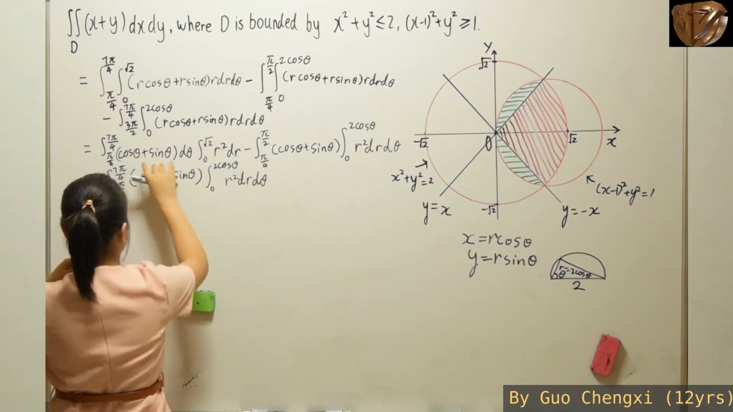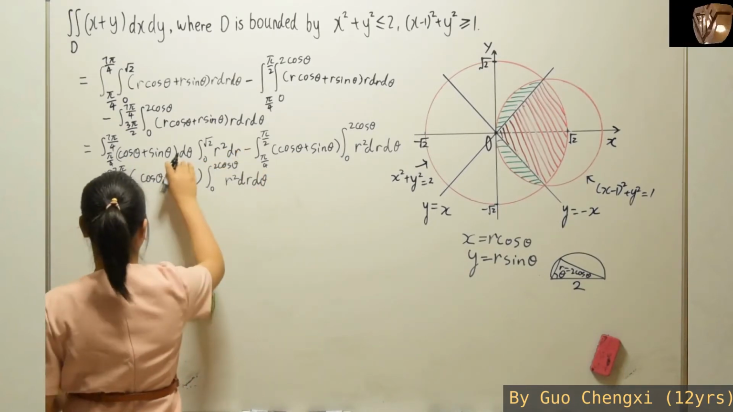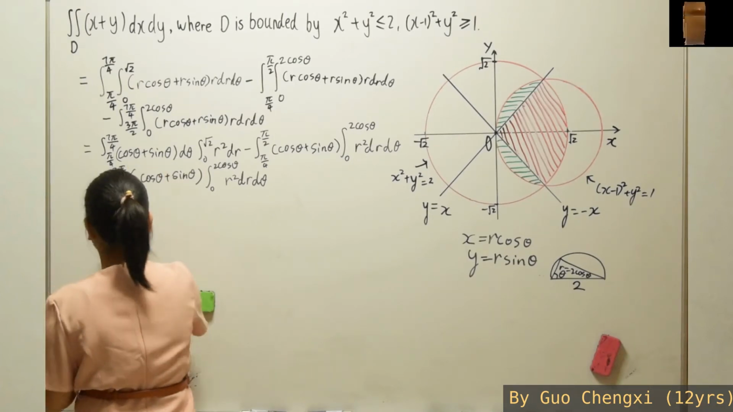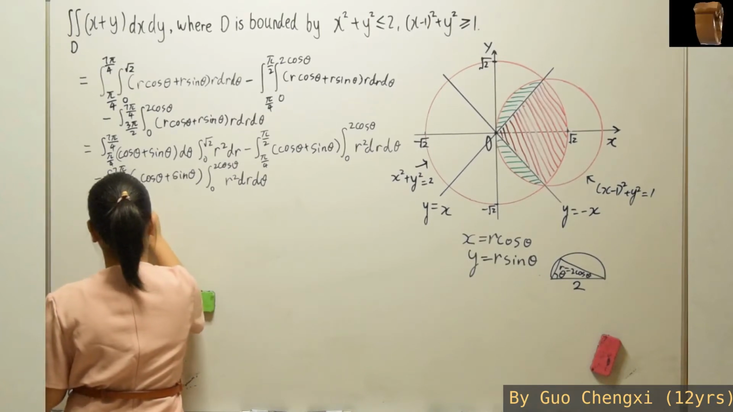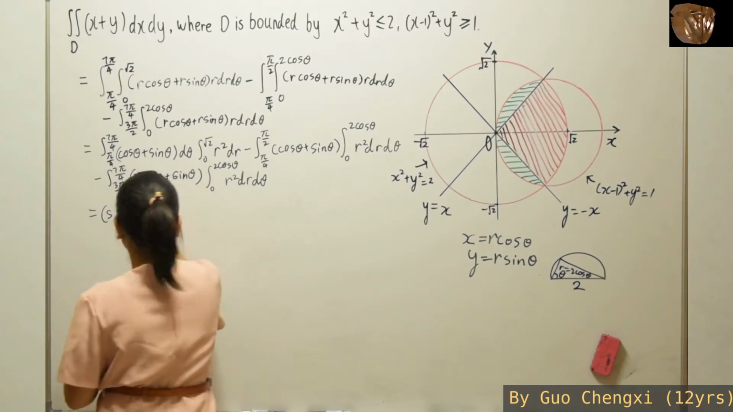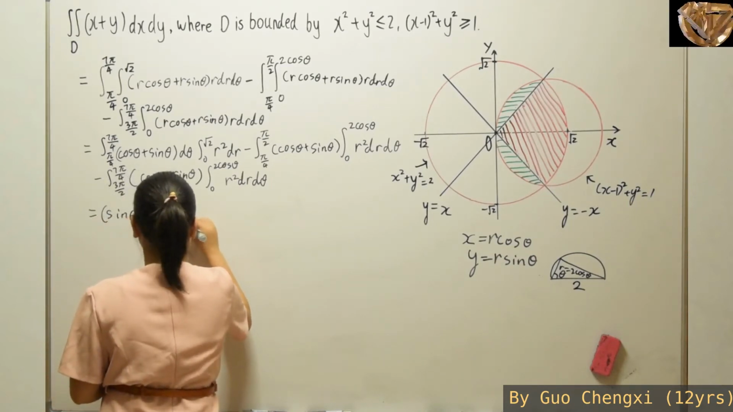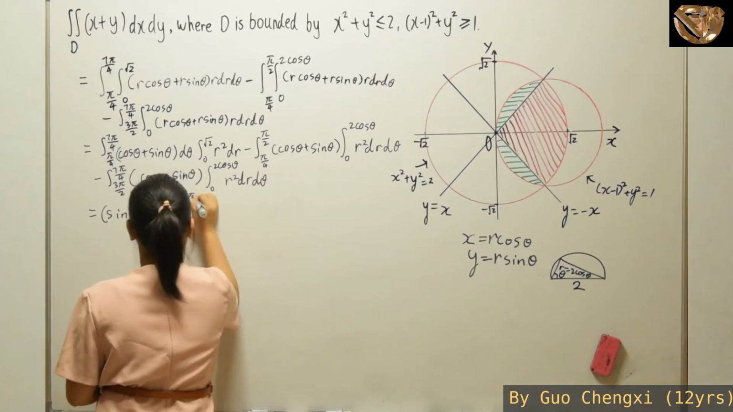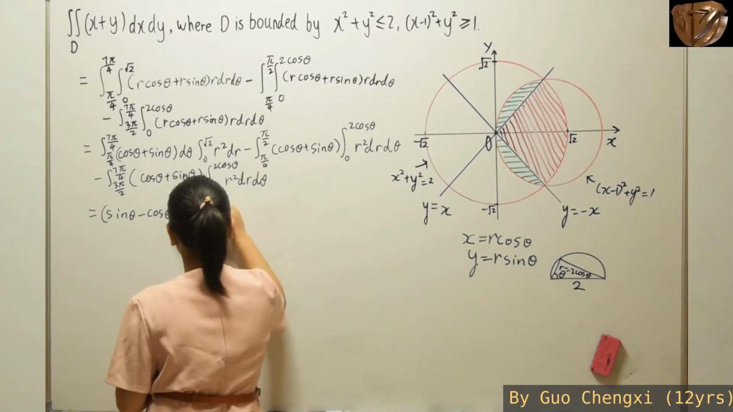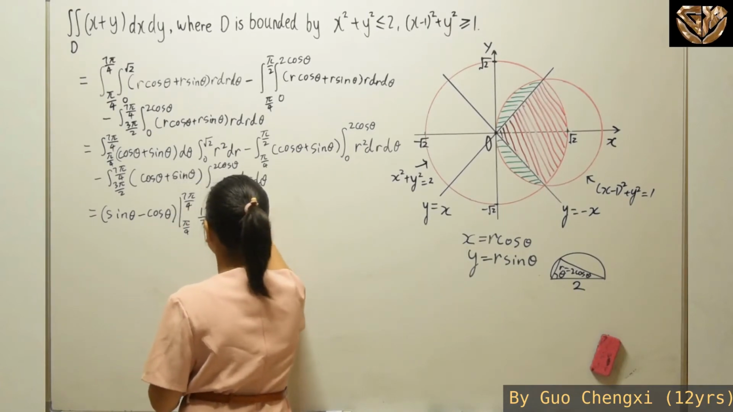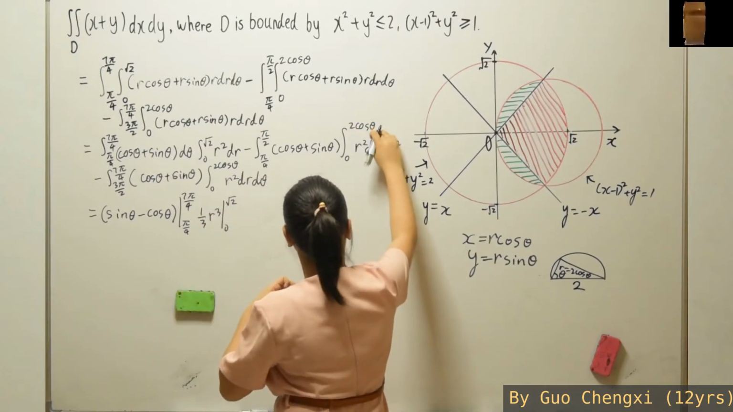Now you can clearly tell that we can already integrate both of these. For this part, cosine integration will become sine theta, while sine integration will become negative cosine theta, and you'll get from pi over 4 to 7 pi over 4. For this part, we have 1 over 3 r cubed from 0 to square root 2.